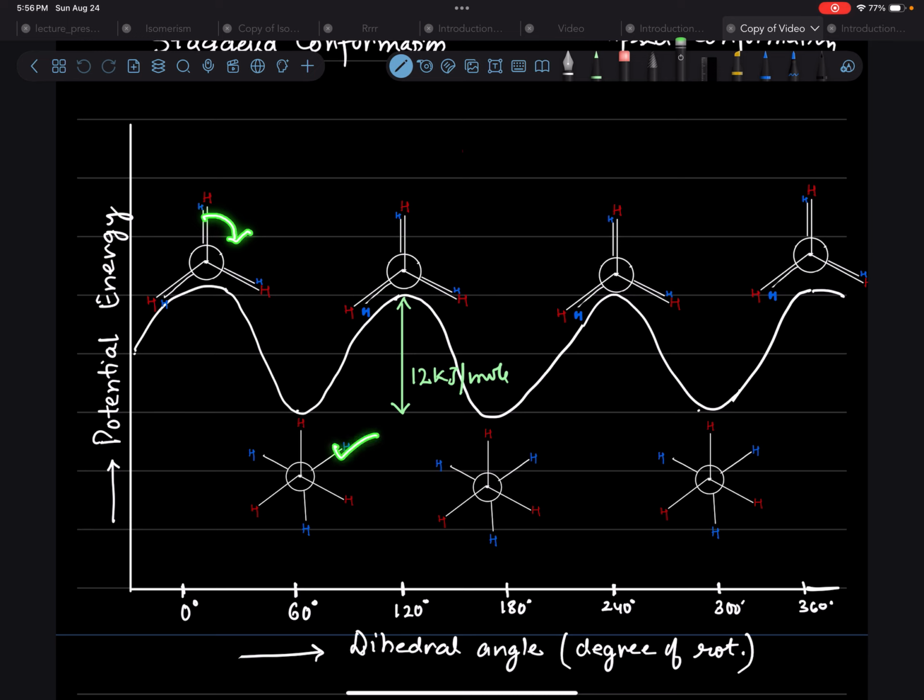This hydrogen goes here, which you can see here. This hydrogen goes there, this one. So here the things are as far apart as possible. So this is very much stable. This is the staggered conformation.